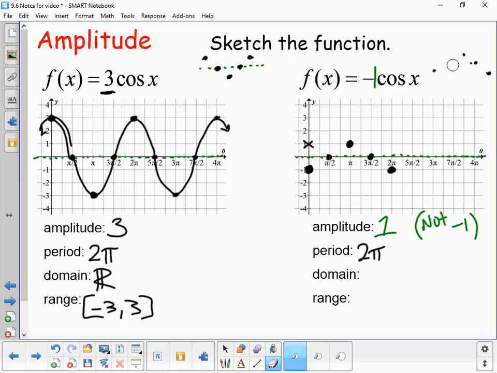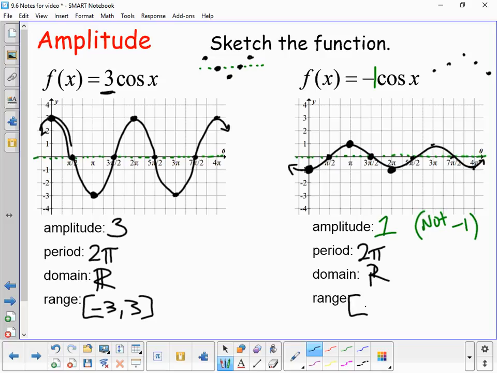Guess I can't do my midline in the same color. Sort of hides the pattern. Okay, so we've got that portion of it. Erase that. And we can extend the pattern over to get the rest of that shape. Domain is all real numbers and the range is from -1 to 1.